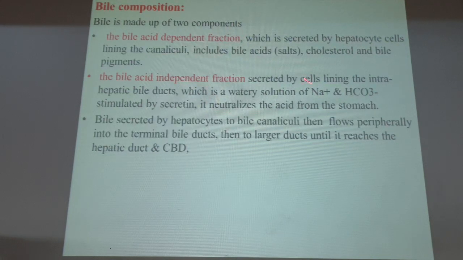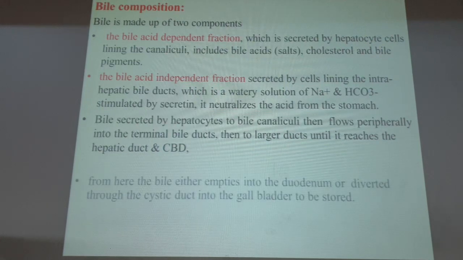And we have bile pigments. We talked about the bile pigments, which are bilirubin pigments. This is what we discussed. It's secreted to the terminal bile duct and then to the larger ducts until it reaches the hepatic duct, then the common bile duct.